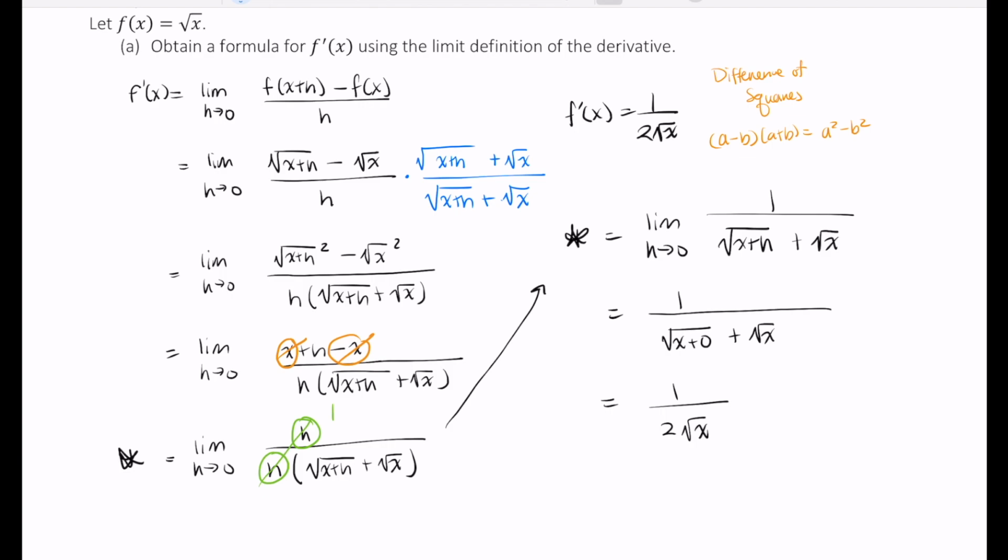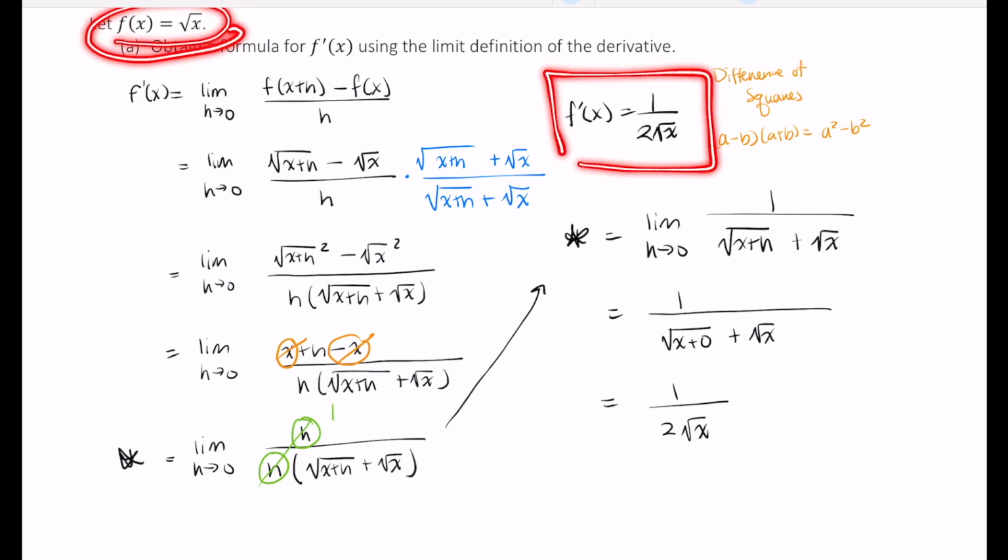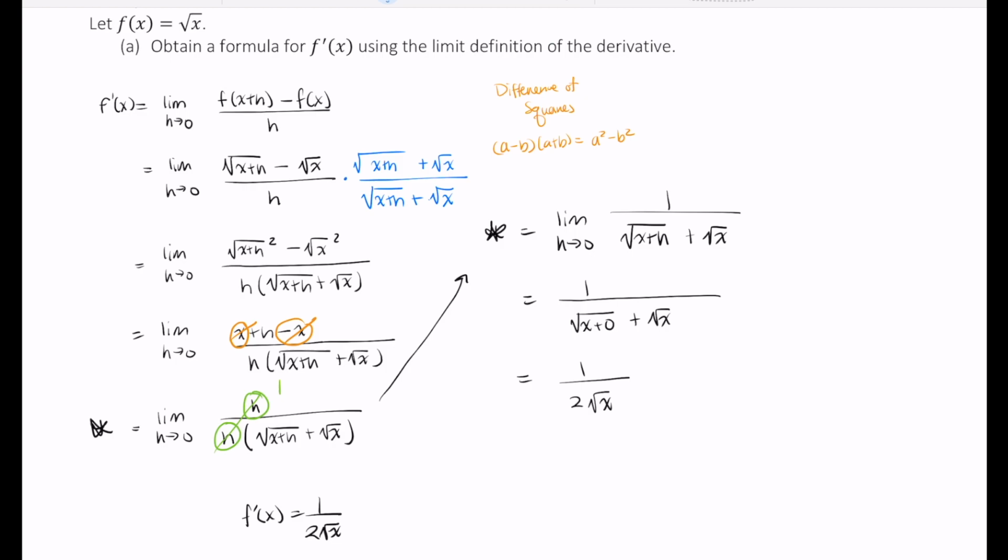And now let's chat about the domain of both of these, since wherever our original function is not defined, our derivative cannot be defined. The domain of f is just x greater than or equal to 0. So then what does that tell us about the domain of f prime? Well, the domain of f prime of x certainly has to be greater than 0. What about equal to 0?